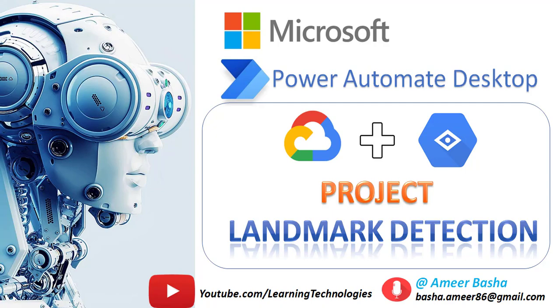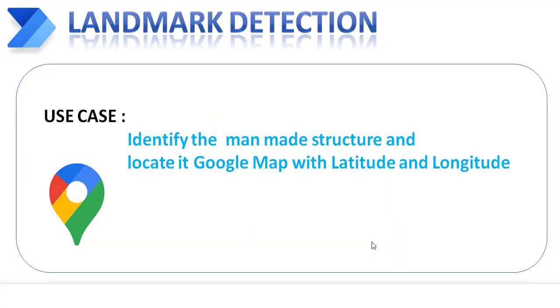Now, as the second part, we will work on a small project on landmark detection. First of all, we'll see what the use case is. We are going to provide some images to landmark detection, and based on those images, we are going to get the latitude and longitude. By taking this longitude and latitude, we'll find the places in Google Maps. This is the entire use case which I'm going to do as part of this tutorial.